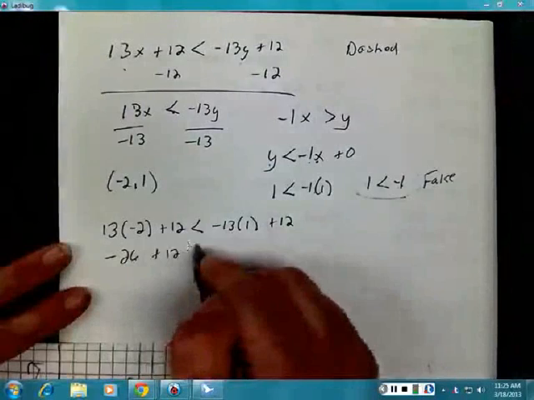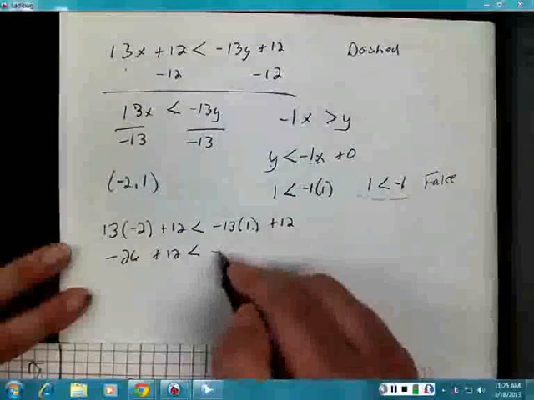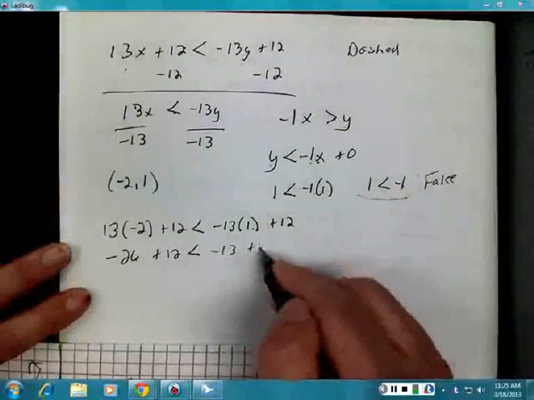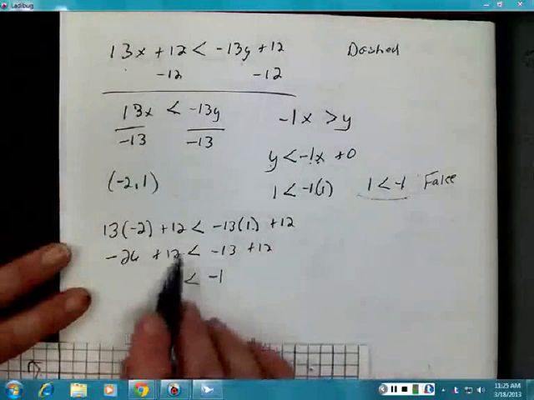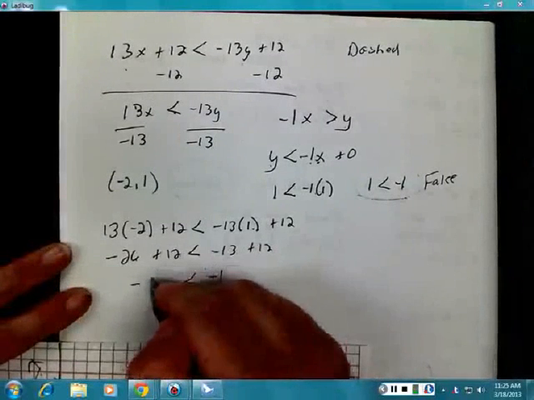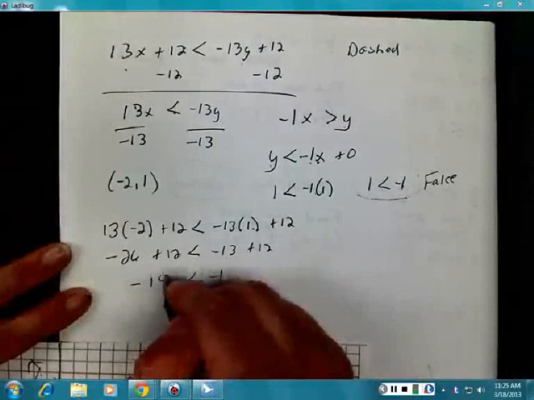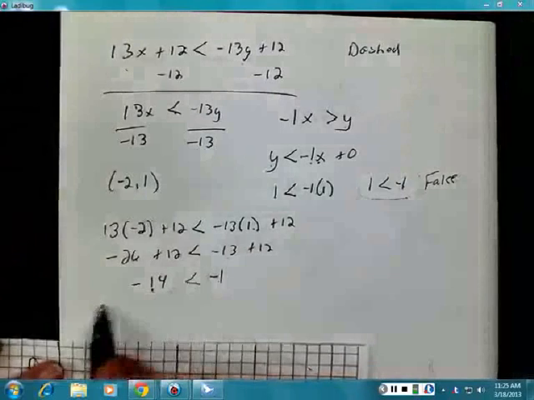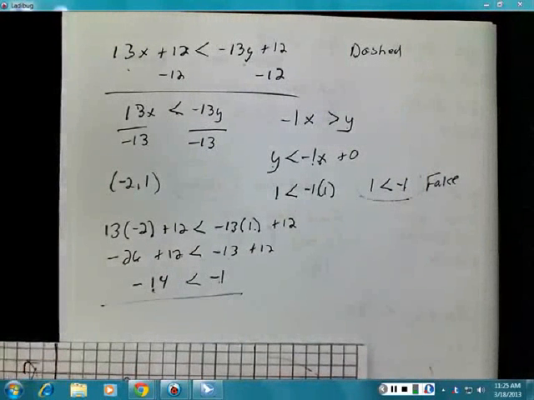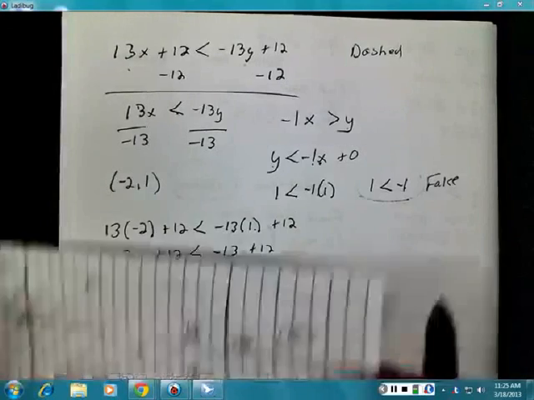So negative 2 times 13 is a negative 26. 1 times negative 13 is negative 13. Negative 13 plus 12 is a negative 1. 26 take away 12 is a negative 14. And sure enough, a negative 14 is less than a negative 1. So I know I've shaded the correct side.